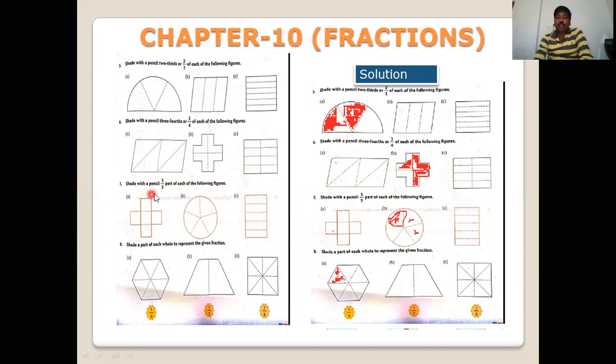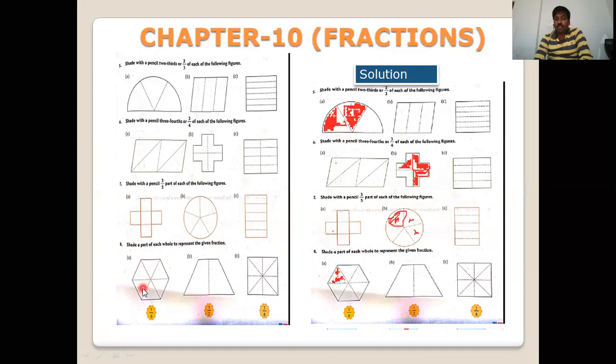Now here we see how many parts are here? 5. Here is the 5. 1, 2, 3, 4, 5. Then we will shade 3 parts among them. Here I have taken these questions B, 1, 2, and 3. And in these questions, shade part of each of the whole to represent the given fraction.